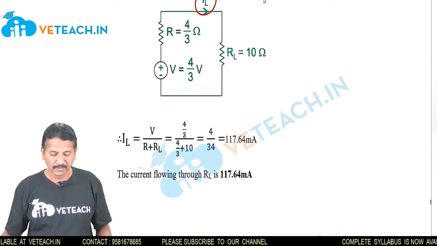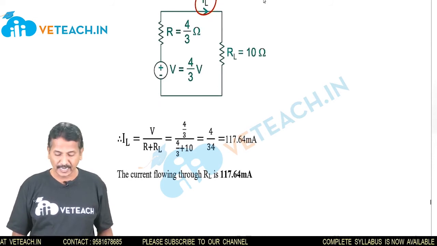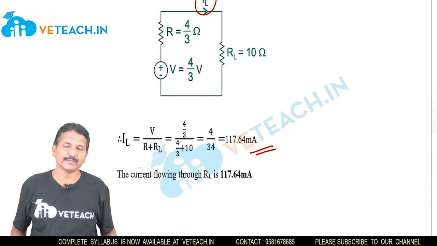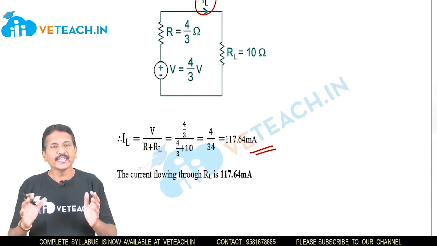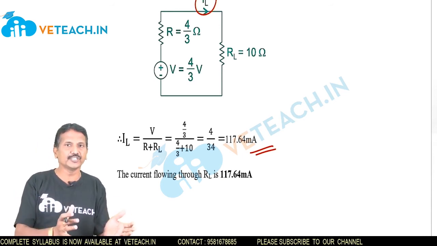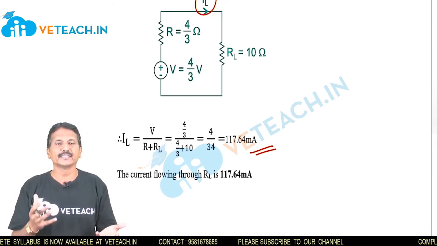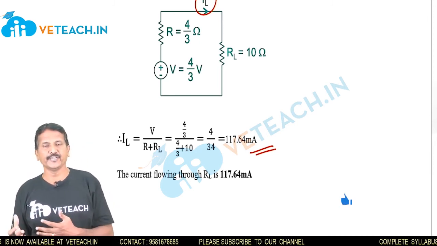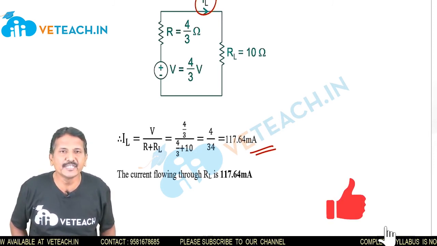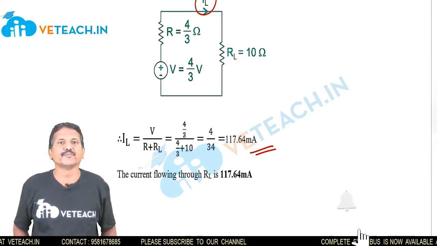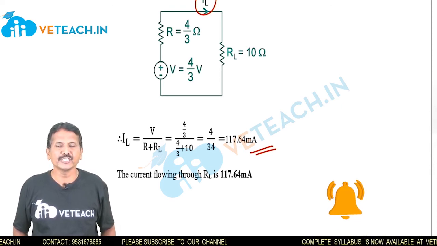From that we can find the load current IL. According to Thevenin's theorem, IL is equal to V divided by R plus RL. So how much current is there? 117.6 milliamps. If N number of generators are there, make it into only one equivalent circuit diagram. If it is series or parallel, then you have to find the G or R as well as the I or V, and make it into a minimized, reduced circuit diagram. So this is the basic concept of Millman's theorem. Okay students, thank you.